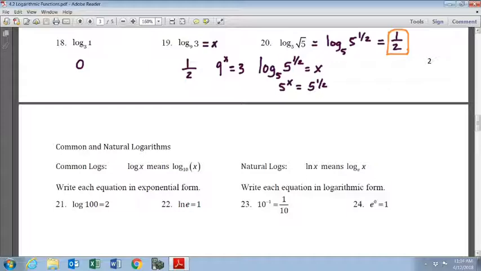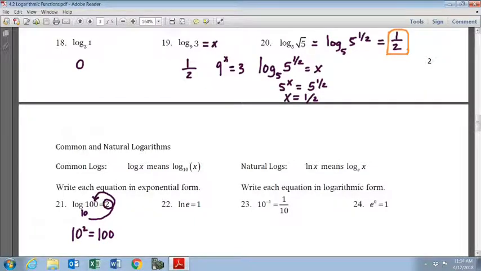All right, so let's go ahead and do number 21. It says write each equation in exponential form. So we know here our base is 10. If it helps, you can write that in there like I did. Let's change this to exponential form. Our base is 10, the exponent is 2, and the answer is 100. Again, you can do like I did earlier: 10 to the second power equals 100.